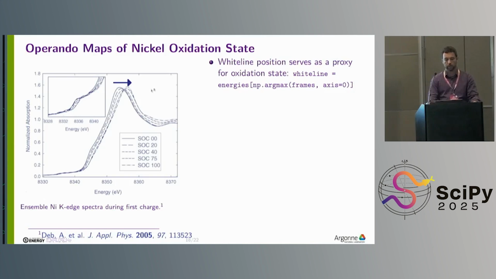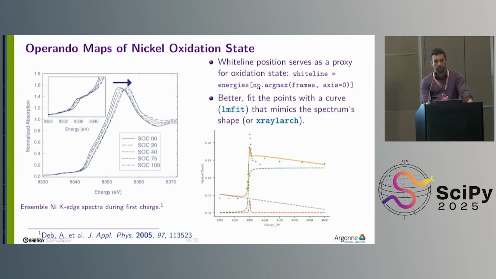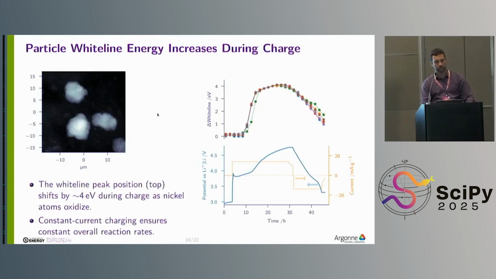We can use the energy of this maximum as a proxy for oxidation. So as the nickel oxidizes, the energy of this maximum moves to the right. We could do this with just NumPy argmax. But there's a better choice here in that we can fit this with a couple of different curves. The important one is the Gaussian curve that gives us the position of this peak. This lets us be more precise than the 1 electron volt step that we use to actually collect the data. If you want to get really fancy, you could use X-ray Larch, which is meant for processing these types of spectra, but that was overkill in this case.